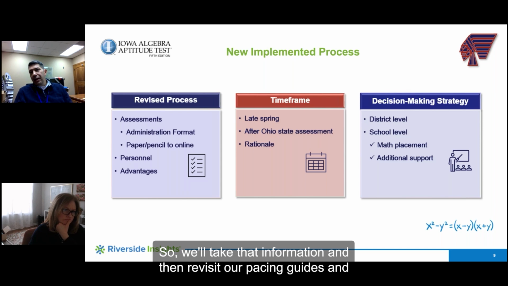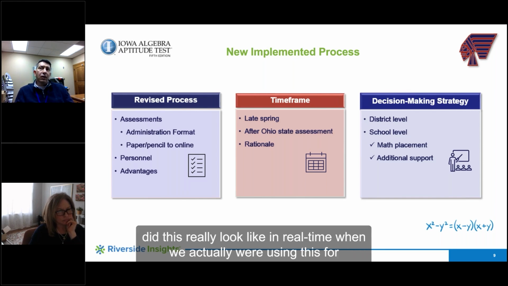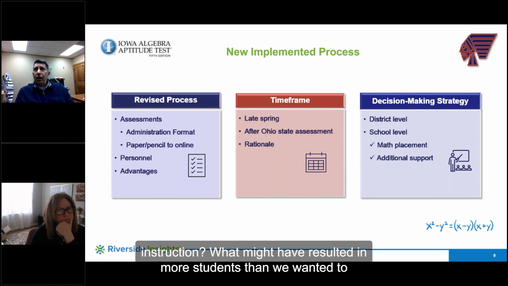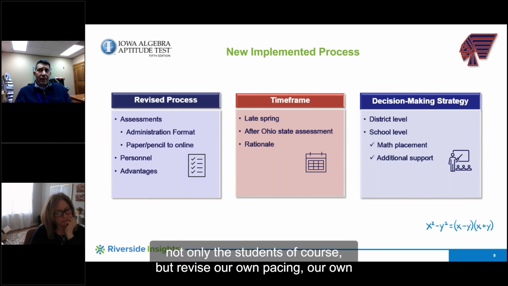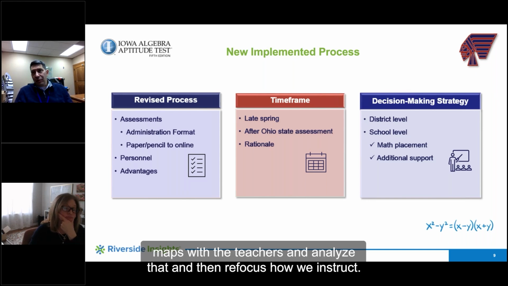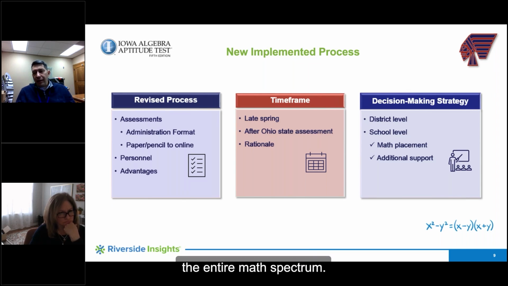So we'll take that information and then revisit our pacing guides and our own curriculum maps and say, okay, what did this really look like in real time when we actually were using this for instruction? What might have resulted in more students than we wanted showing not as much growth or not as much strength in that area? So we use it to revise not only for the students, of course, but revise our own pacing, our own maps with the teachers, and analyze that, and then refocus how we instruct. So we use it on a couple of different levels with the entire math spectrum.